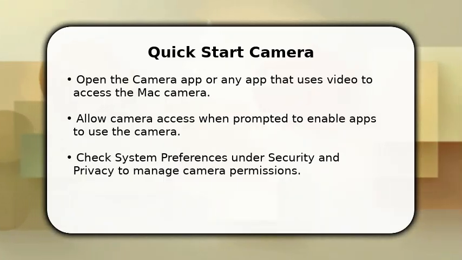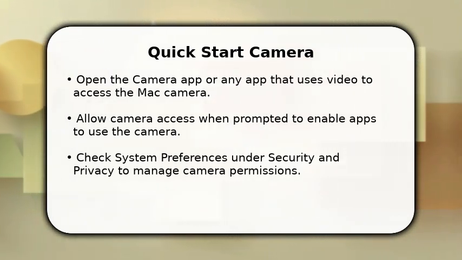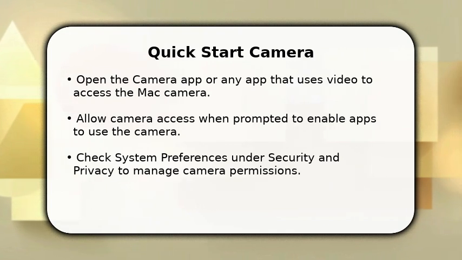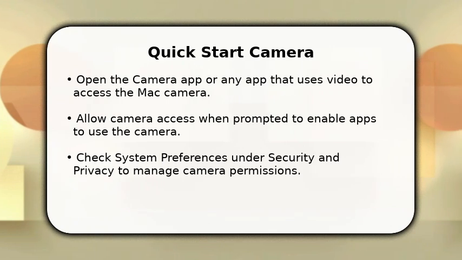In this video, I will show how to open Mac Camera Full Guide. Open the camera app or the app you plan to use and look for the green camera indicator at the top of the screen. If an app cannot see the camera, go to System Preferences, choose Security and Privacy, then Camera, and enable the app. Restart the app if needed to apply the change.